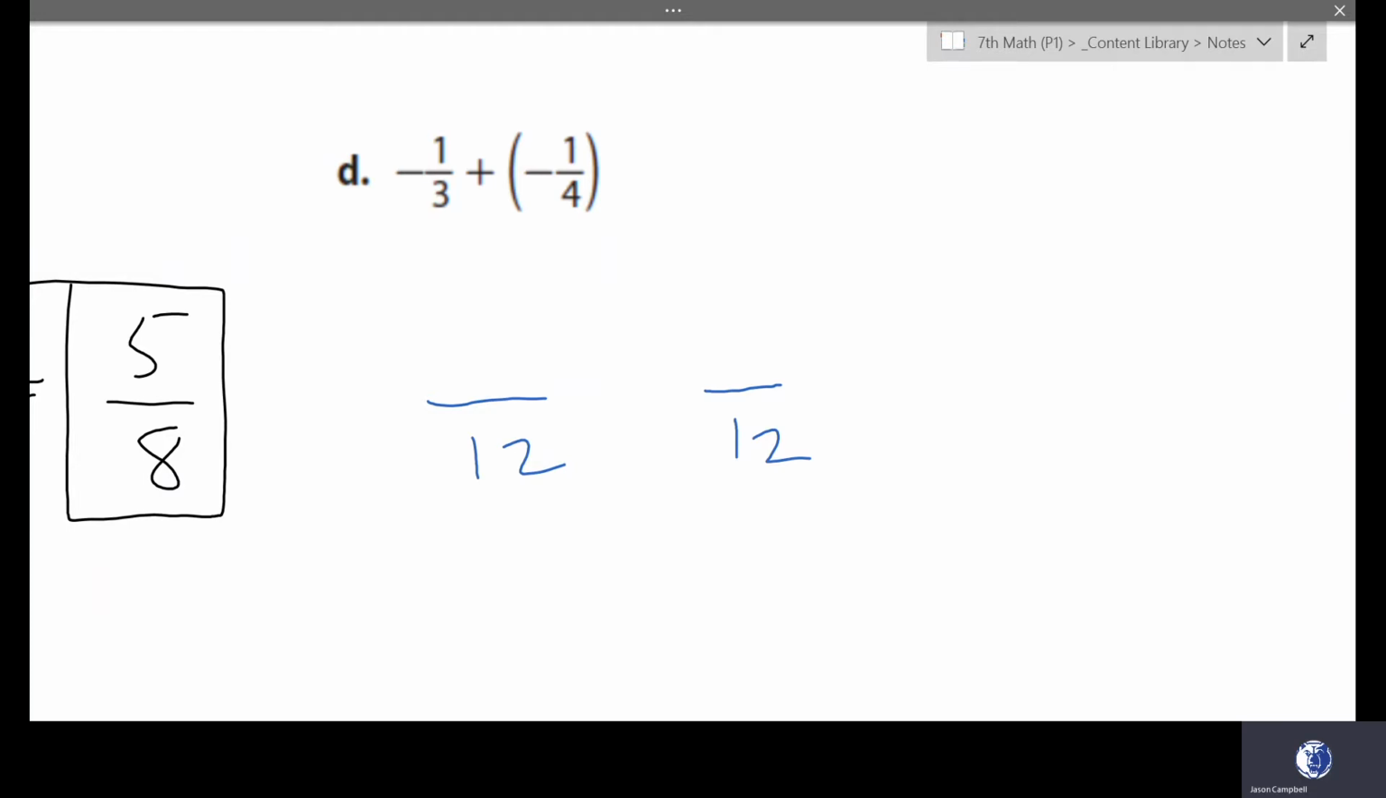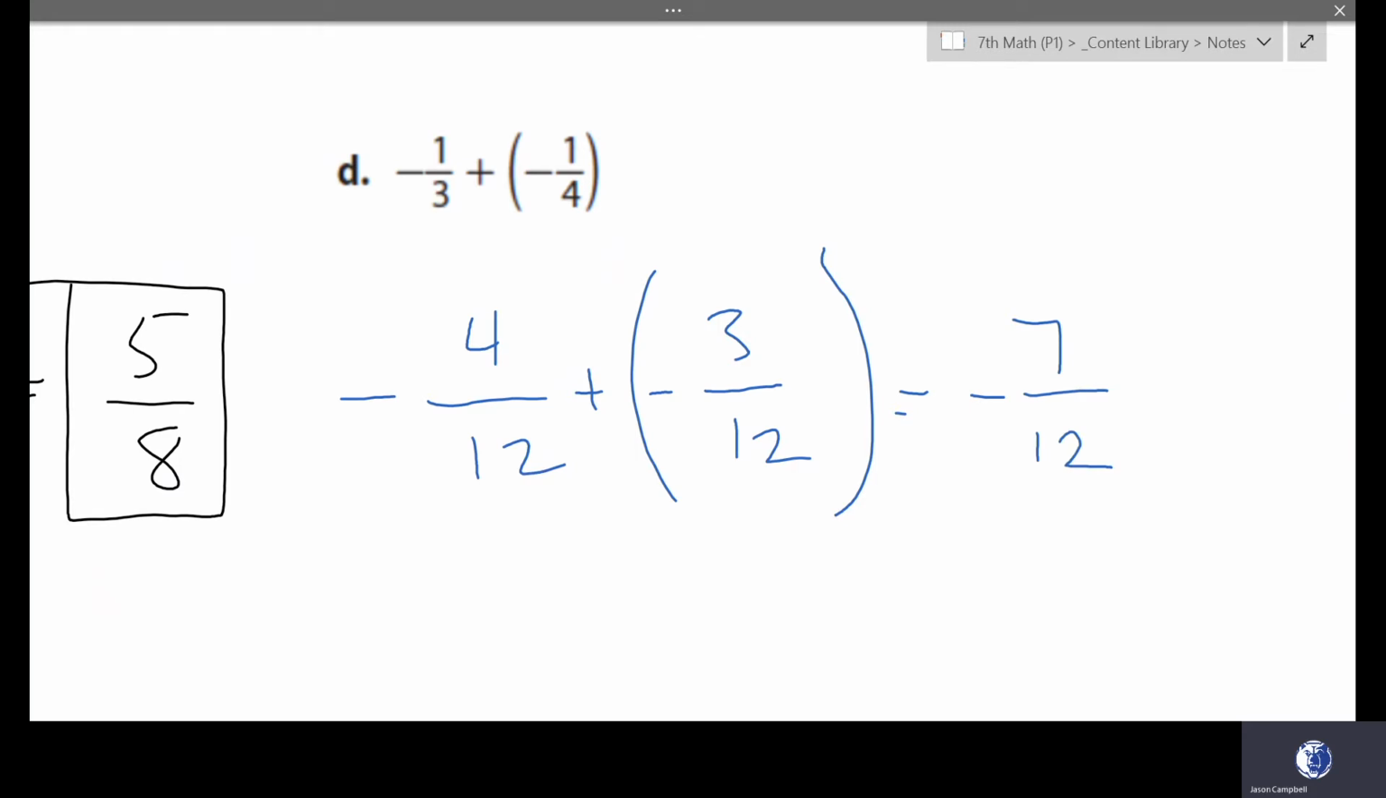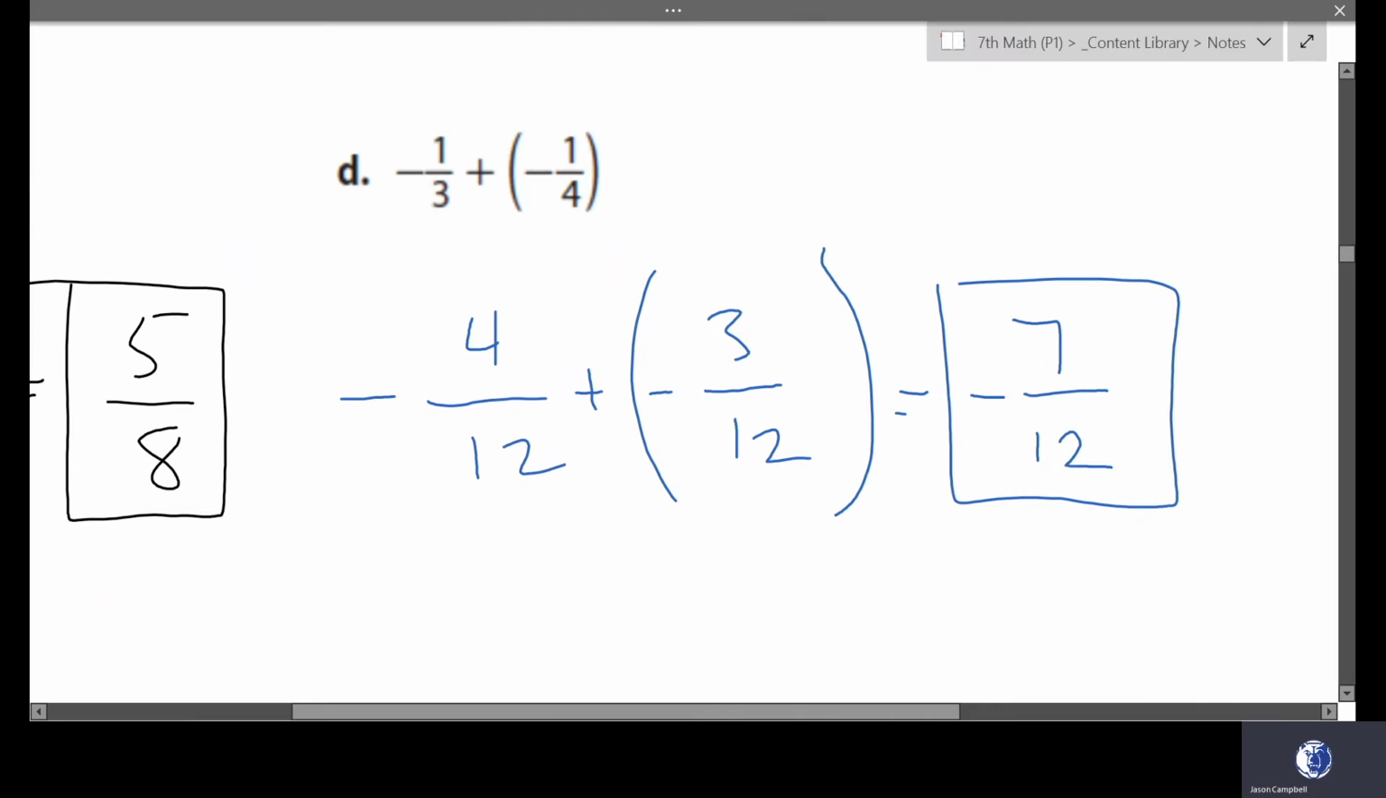Our negative 1/3 is going to turn into negative 4 over 12. And then we're going to add another negative fraction. Negative 1/4 turns into negative 3 over 12. Negative 4 and negative 3 makes negative 7. The denominator stays the same, so negative 7 over 12 is the final answer.